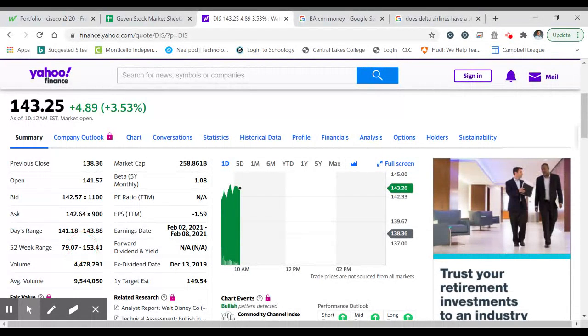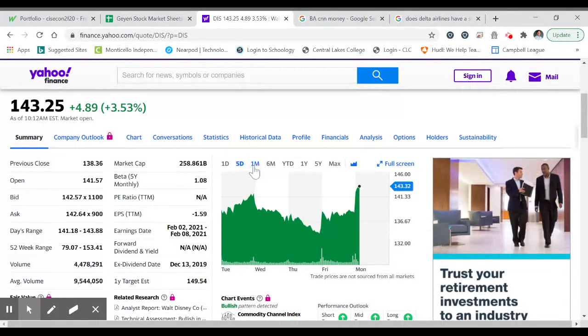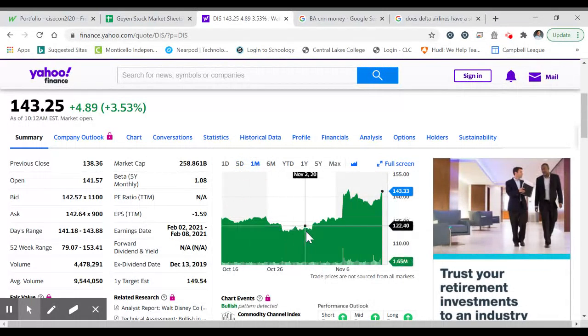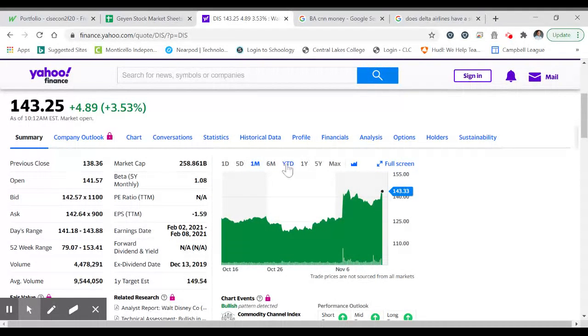52-week range. I could have bought Disney sometime this year at $79. And another time this year it got as high as $153 a share. To go along with that, here's the graph. So today it's up. Over the last 5 days it's up. So as long as it's green, it means Disney is up. You can also scroll through here to see what different prices of Disney was. So on October 28th, Disney was at $120 a share. Now, why did I buy it?